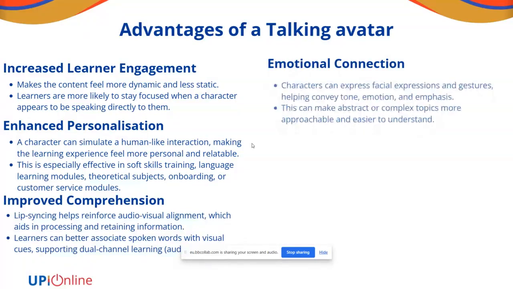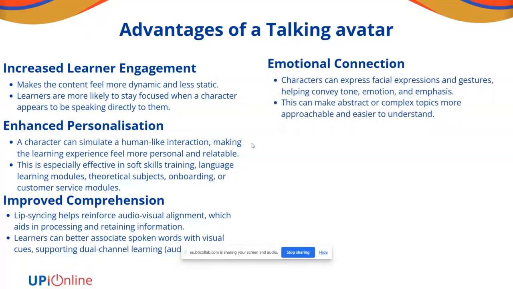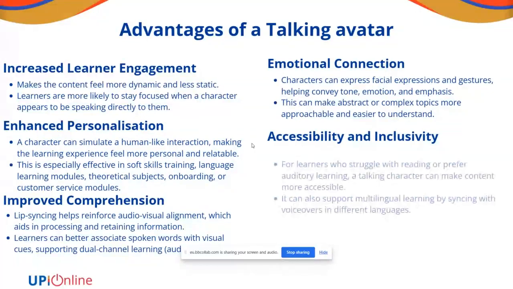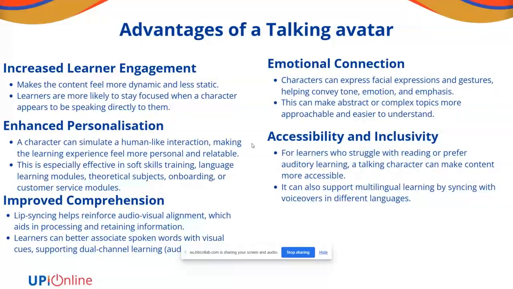Another reason is that it has emotional connection. Characters can express facial expressions and gestures. It almost looks so real, helping convey tone, emotion, and even emphasis. So this can make abstract or complex topics more approachable and easier to understand. And then in terms of accessibility and inclusivity, for learners who struggle with reading or prefer auditory learning, a talking character can make content more accessible. It can also support multilingual learning by syncing with the voiceovers in different languages.